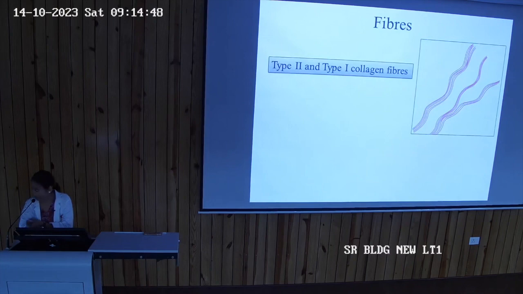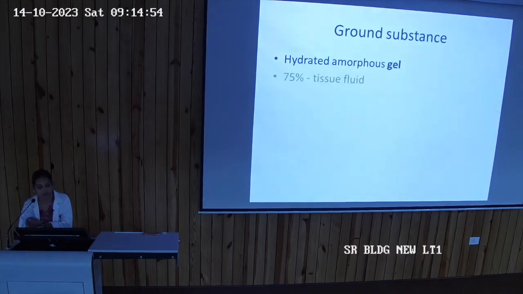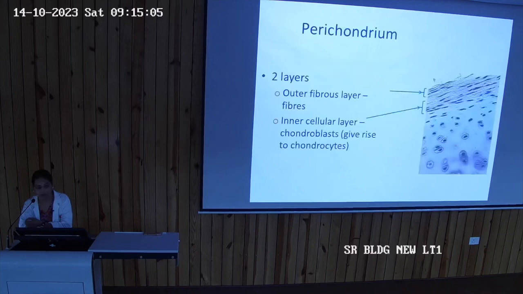Now what are the types of collagen fibers present here? Type 2, type 1 collagen fibers and elastic fibers. Ground substance is a hydrated amorphous gel which has 75% tissue fluid, and chondroitin sulfate is a kind of proteoglycan which is present in the cartilage.